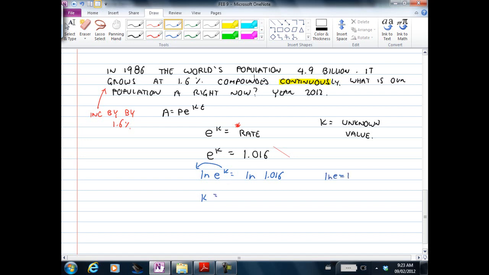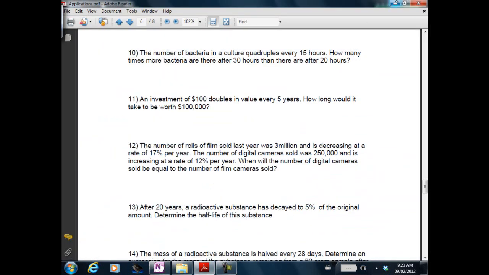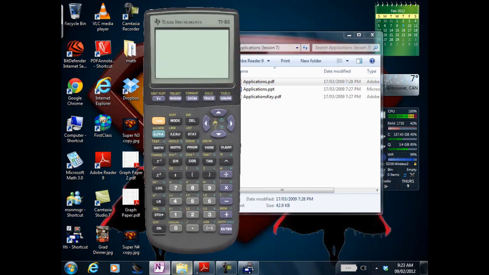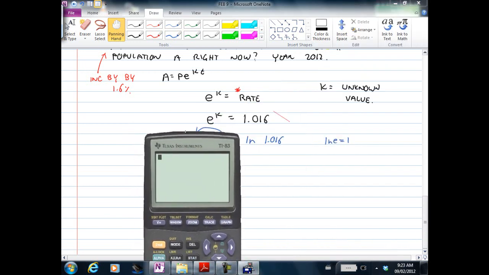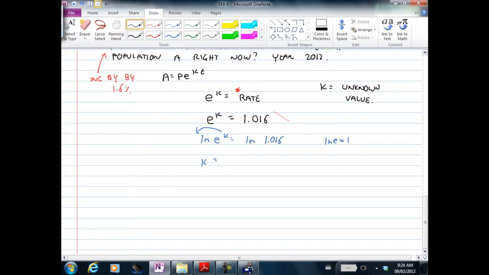So your question really becomes, punch in, grab my calculator out. Give me a second, I gotta grab my calculator. So follow along if you're lost. Grab your calculator. What did you write on the side? Ln E is always equal to 1. Grab your calculator. Find the ln button. Ln 1.016. 0.016. So write down 0.0, I would just use 3 decimal places, 158.